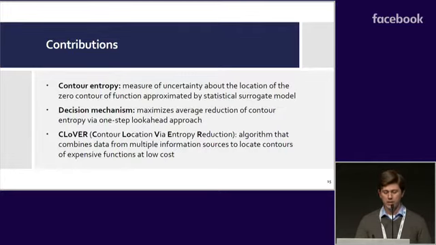And then we put it all together in the algorithm Clover, which combines data from multiple information sources to locate contours of expensive functions at a relatively low cost.